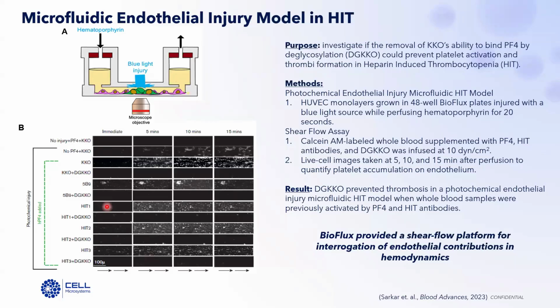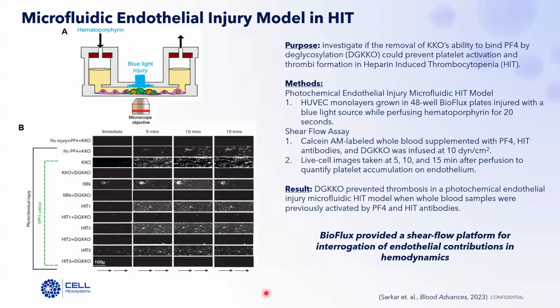To do this, they grew a monolayer of human umbilical endothelial cells in the microfluidic channels of 48 well bioflux plates. Once the monolayer was established, they induced endothelial injury using a blue light photochemical approach while perfusing hematoporphyrin. After the injury, whole blood treated with the HIT-like antibody KKO, as well as other HIT antibodies, was flowed at 10 dynes per centimeter square over a period of 15 minutes.